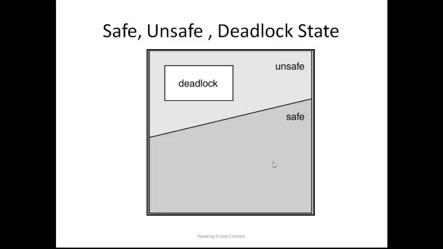So graphically, how to separate safe, unsafe and deadlock states. If the system is in a safe state, then no deadlock will be there. But if it is in an unsafe state, then deadlock may arise.